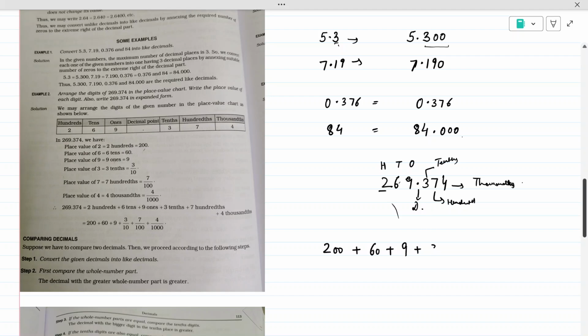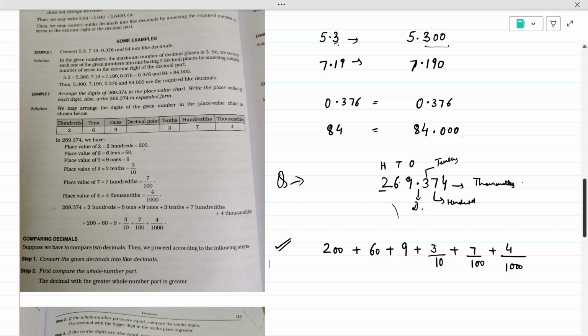And then 3 is at the tenths place, 7 is at the hundredths place, and the last one is 4, which is at the thousandths place. Yeah, easy. So this is how we have to write it in the form of a place value chart.